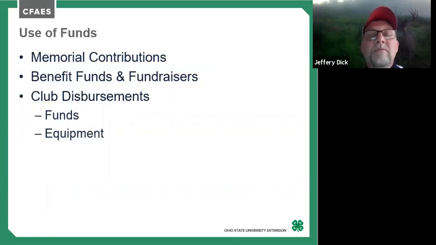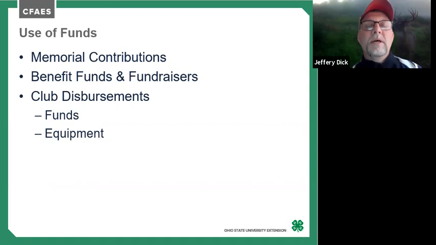Benefits, funds and fundraisers, sometimes someone will have maybe a disaster that they want to go ahead and help the family with. And in those cases, they're going to need to set up a special account at the bank where those funds will be deposited. So in other words, they're not going to deposit the funds from that particular benefit fundraiser into their current club account, but rather a special account that would be set up at the bank.